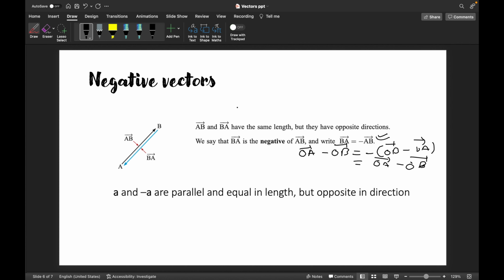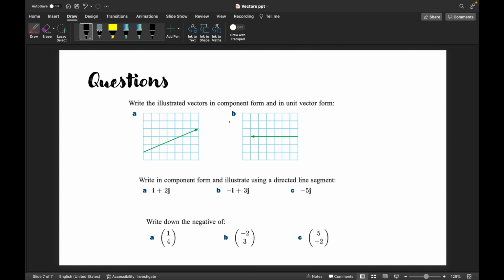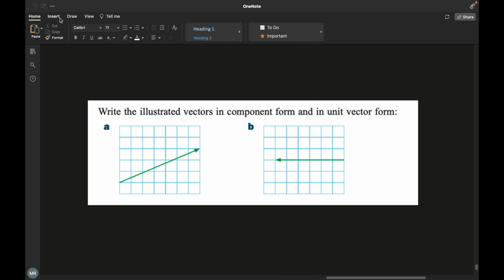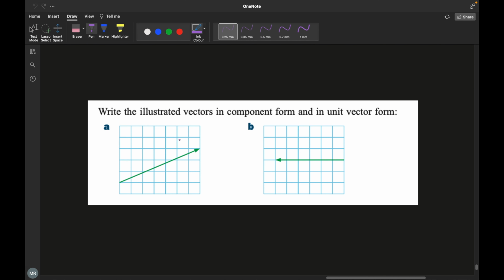I'm hoping that these concepts are clear. And now it's time to move on to the questions. Let's read the first one. We have to write the illustrated vectors in component form and in unit vector form. All right. So we have this. So first, let's say this is 0, 0. It's not going to be, but let's just consider that. And now we have to find the length in the x direction and the length in the y direction.